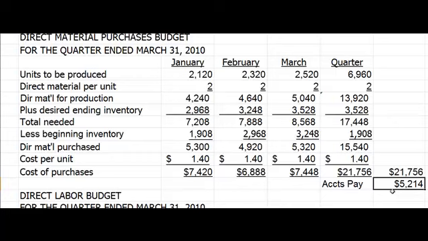So in this demonstration, I've walked you through how to do the direct materials purchase budget. In the next demonstration, we'll do the direct labor.